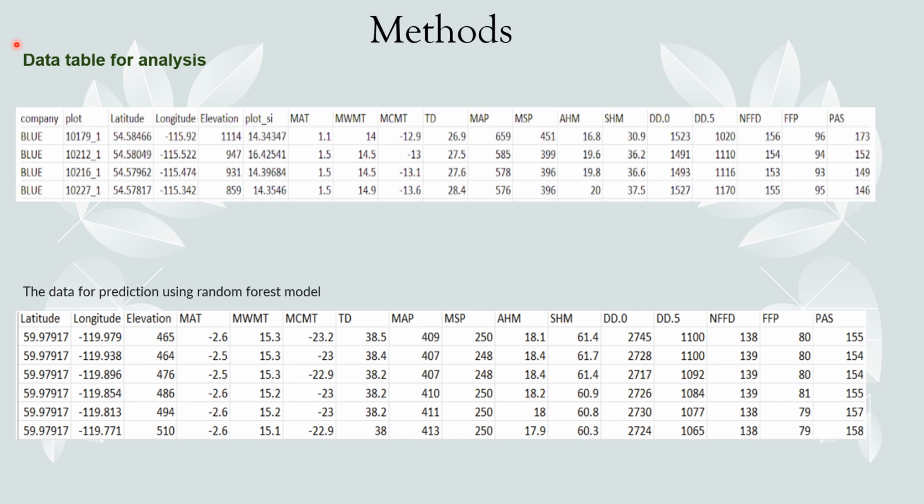First, let's see my data table for analysis. It includes the plot, the location, the site index, and other climate variables. This is based on the 2095 plots I already have. And here is another data table for the prediction using the random forest model. It only has the location of the plots and the new climate data. These locations come from the Alberta shapefile and the DEM Alberta file. I extracted the coordinates of the whole Alberta and then extracted the new climate data.